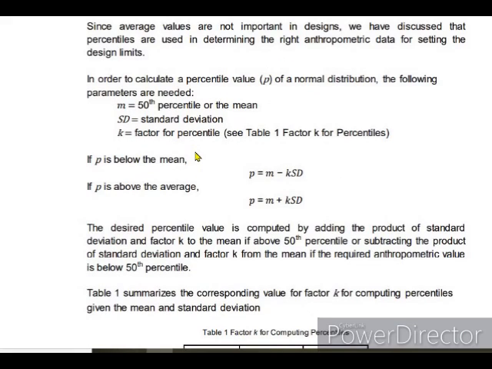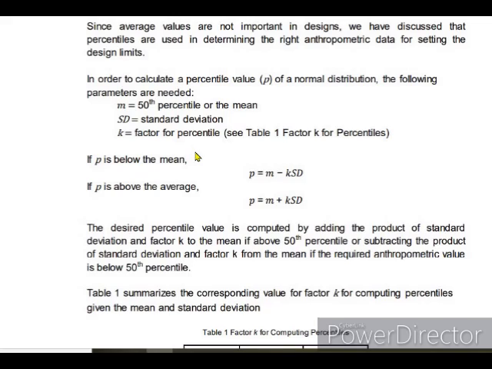Since average values are not important in designs, we have discussed that percentiles are used in determining the right anthropometric data for setting the design limits. So it is often that we use percentiles here. In order to calculate a percentile value, represented by small letter p, of a normal distribution, the following parameters are needed. M is equal to the 50th percentile, or the mean. Capital letters SD is equal to the standard deviation. Small letter k is equal to the factor for percentile.